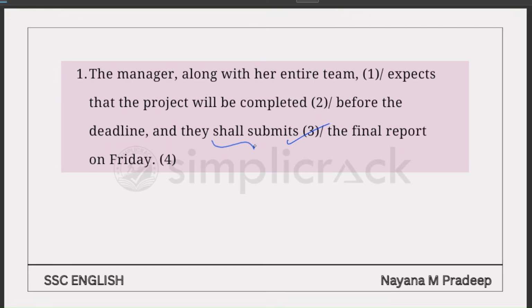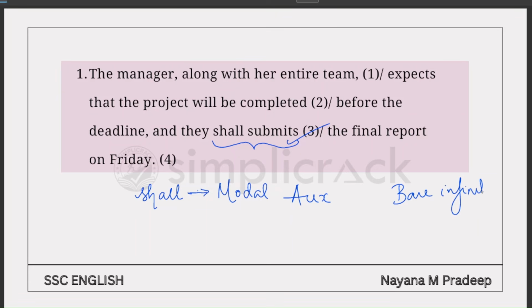You see the words "shall submits". Now you know that shall is a modal auxiliary. And we have learned that along with modal auxiliaries, we only use the bare infinitive form, or the V1 form, without any S or ES addition. So along with the modal auxiliary shall, you will only use the bare infinitive form. But here, instead of V1 or the bare infinitive form, we have used the V5 form. So this is wrong. Instead of submits, it should be: they shall submit the final report on Friday.